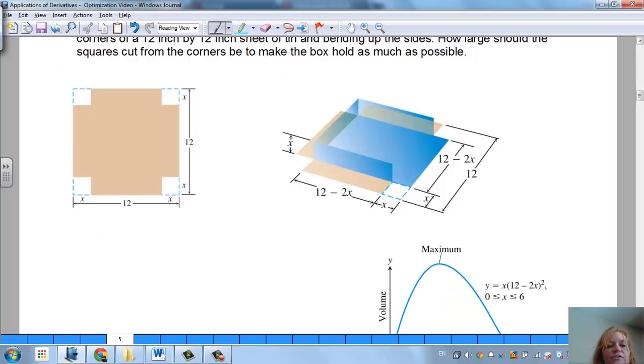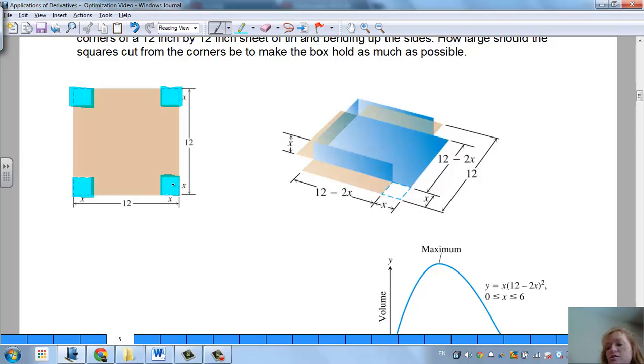Right here on the left is a picture of the 12 by 12 sheet of tin, and as you can see, a little square has been cut out of each corner. The sides are going to be folded up like shown over here on the right hand side, where it'll make a box with an open top. So we're going to call these corners x by x.